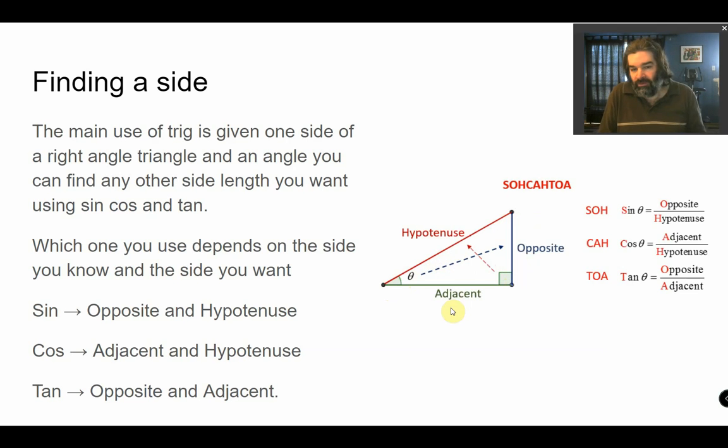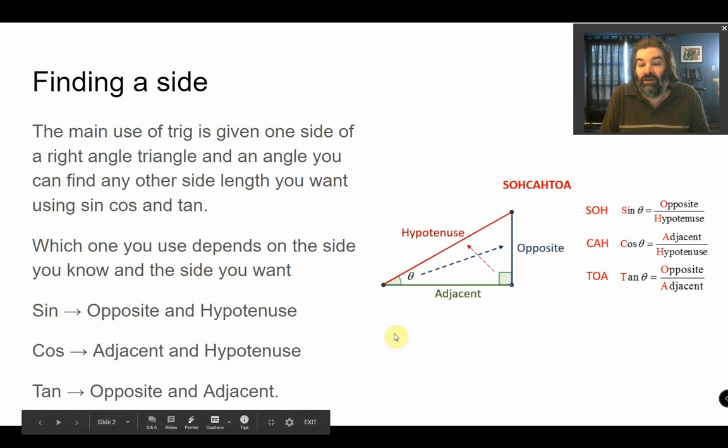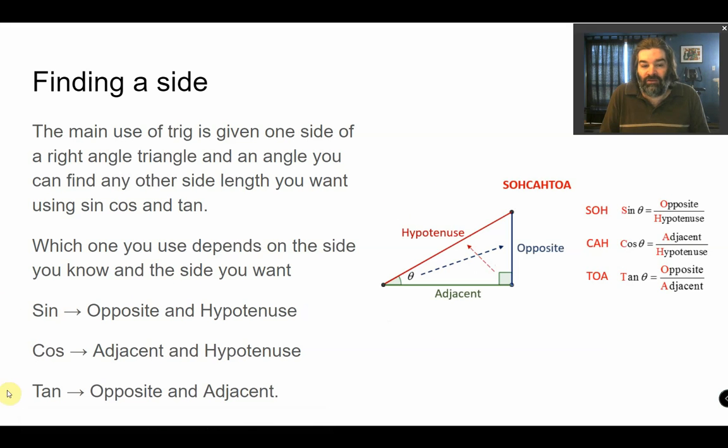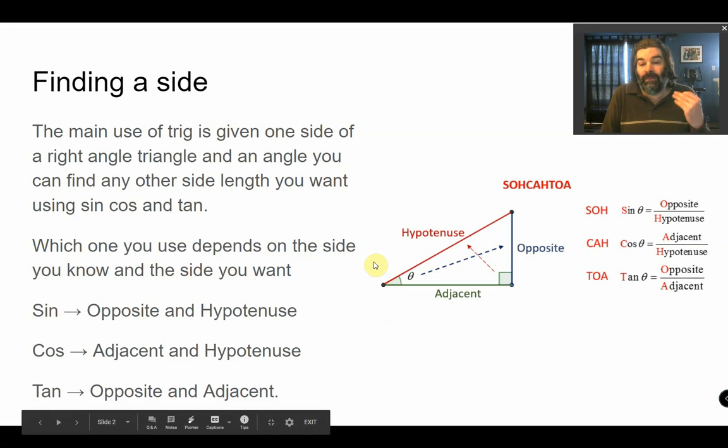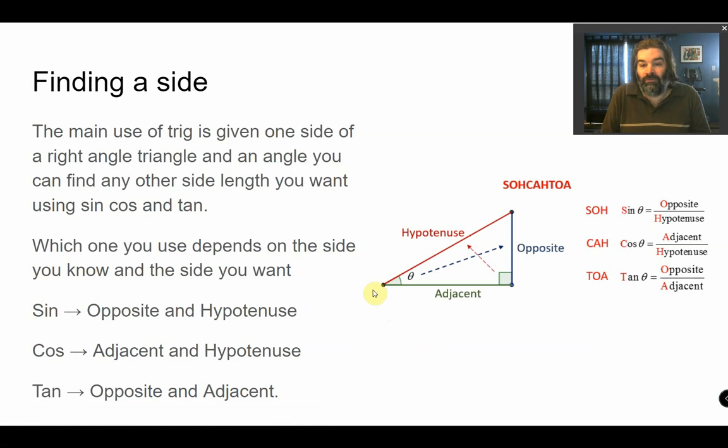So which ratio you use depends on the sides you know and which angle you know. That's why we had to label the sides yesterday: the hypotenuse, the adjacent, and the opposite, because you use a different ratio on your calculator based on which one you've got. If you know the opposite and the hypotenuse, opposite over hypotenuse, you're going to use the sine. If you know the adjacent and the hypotenuse, you're going to use the cosine. If you know the opposite and the adjacent, you're going to use the tangent.